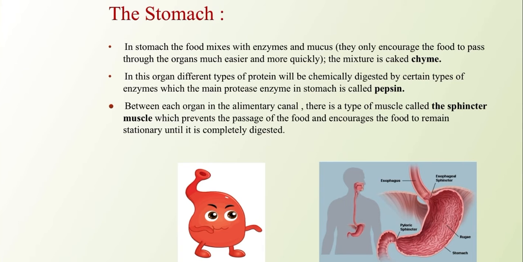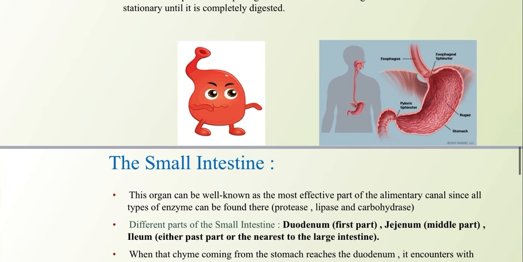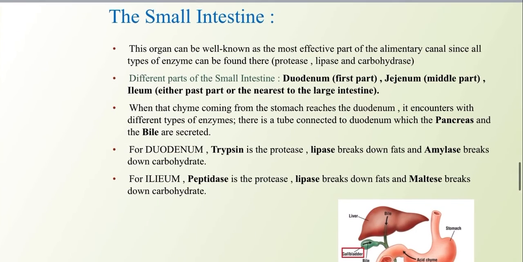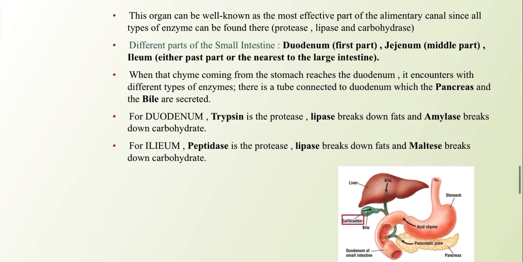So in this case, that chyme is going to get ready in order to reach the small intestine. And as you can see in the picture, we talked about it. So let's talk about the small intestine. This organ is well known as the most effective part of the alimentary canal, since all types of enzymes can be found there: protease, lipase, and carbohydrase. These enzymes, as we talked about in our last video, catalyze their own specific substrates.